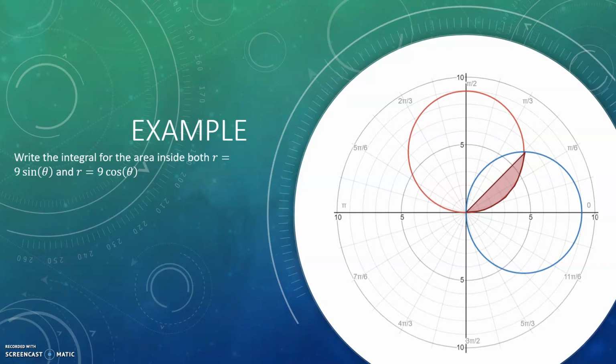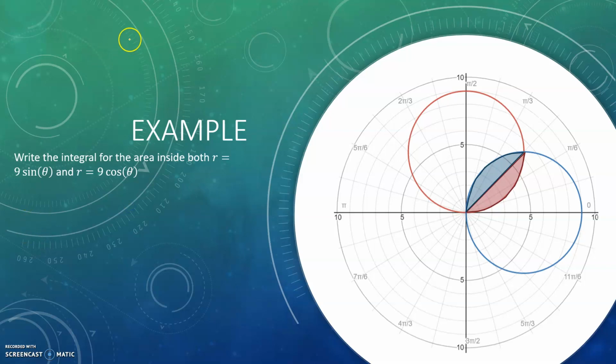So I would first find the area of that red region, which is surrounded by just the 9 sine theta curve. And then I would find the area of the blue region, which would be surrounded by the 9 cosine theta curve. So instead of subtracting this time, I'm going to just add those two areas together.